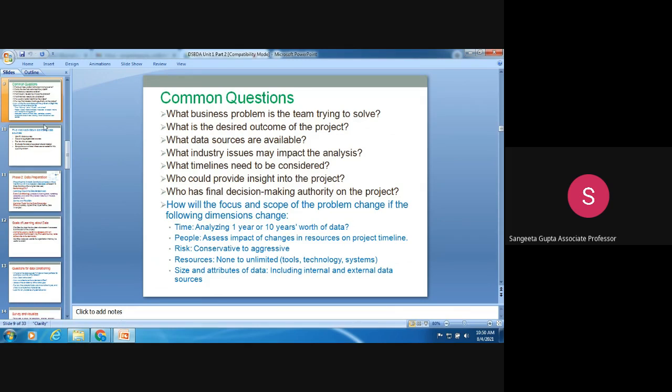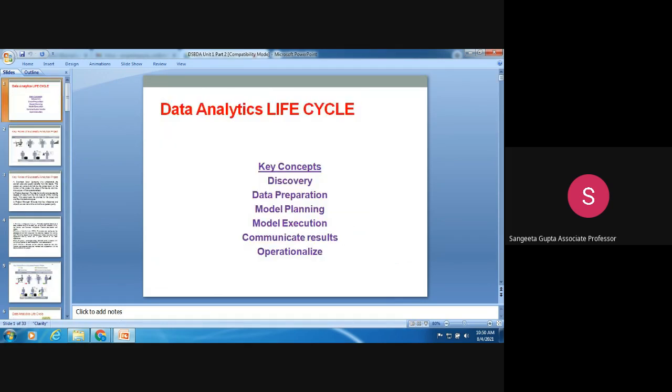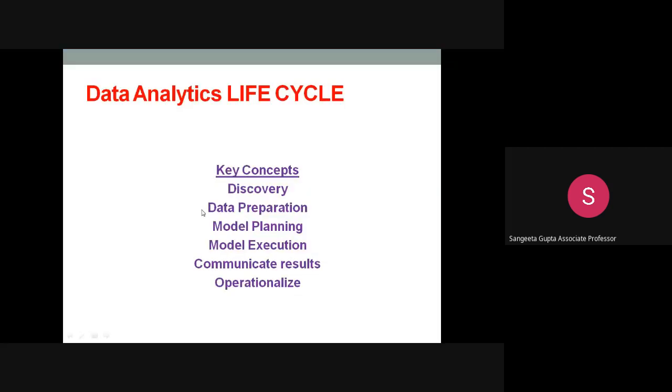Now, let us enter into the subject. Okay? So, the first topic that we are going to explore is the data analytics life cycle. And you might have a doubt here. Already we have seen SDLC, that is software development life cycle, and various phases. Then how is this life cycle different from that one?